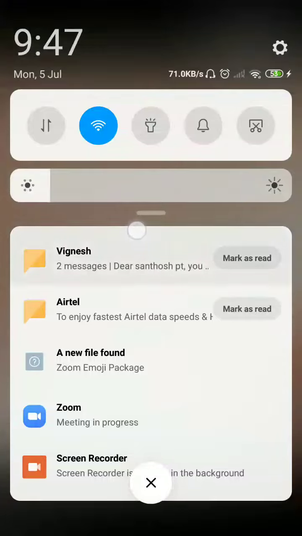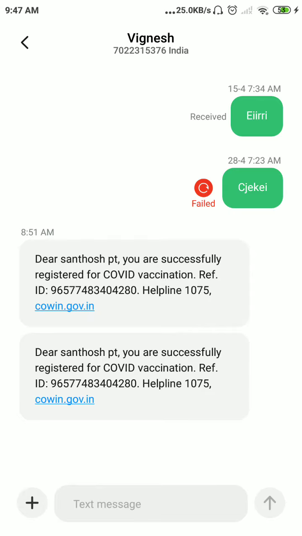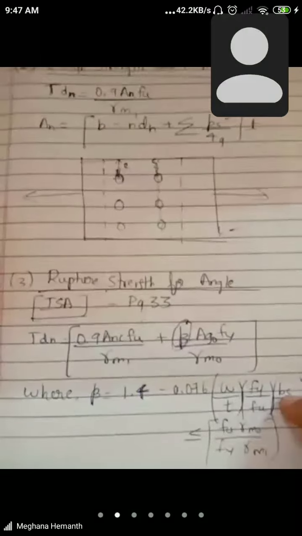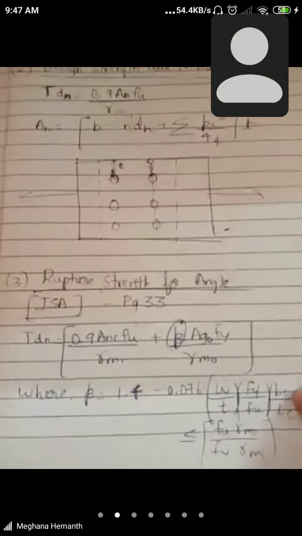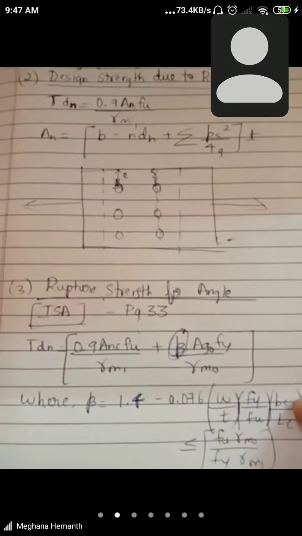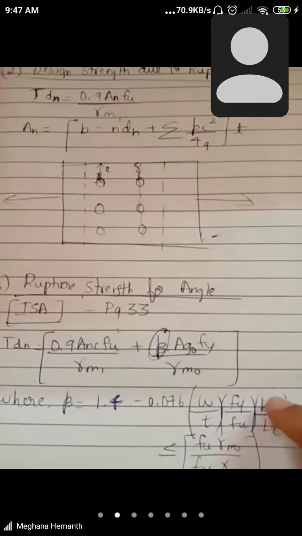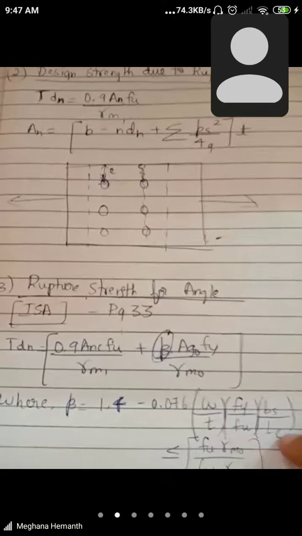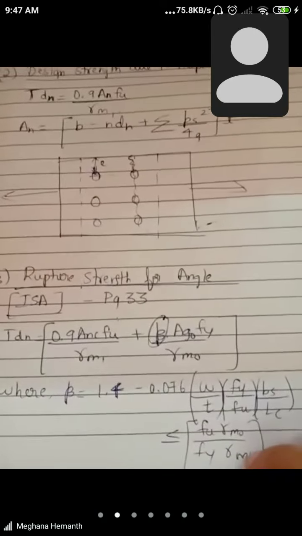Just below this formula is Tdn, which stands for rupture strength for your tension members. Immediately below it, they have given where beta is equal to, the formula used to calculate your beta value. So beta will be equal to 1.4 minus 0.076 into w by t into fy divided by fu, into bs divided by lc, and this should be less than fu into gamma m0 divided by fy into gamma m1.